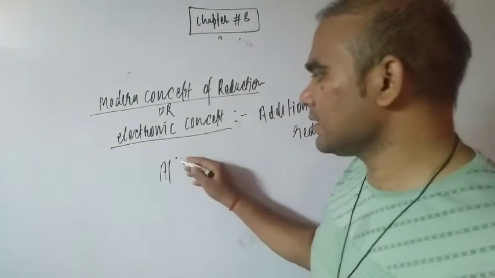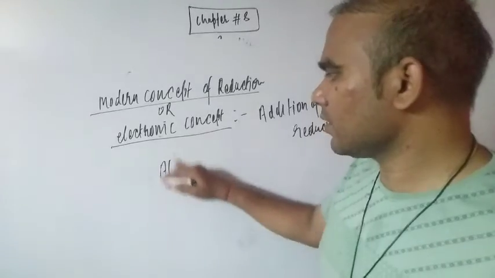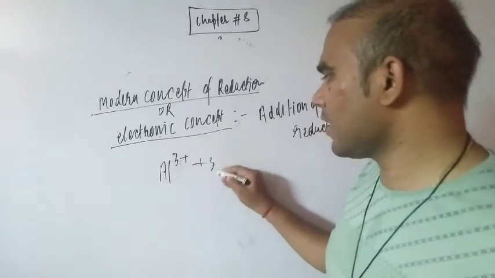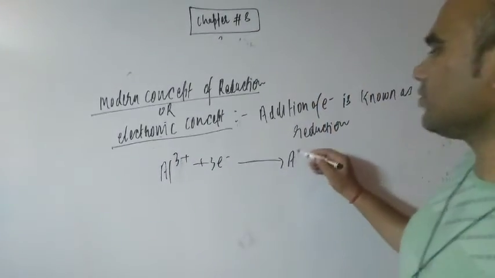Suppose we have Al3+, student. We have Al3+. If you add 3 electrons, it will convert into aluminum.